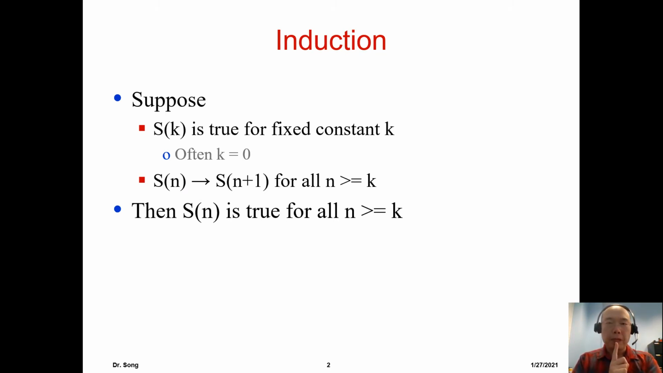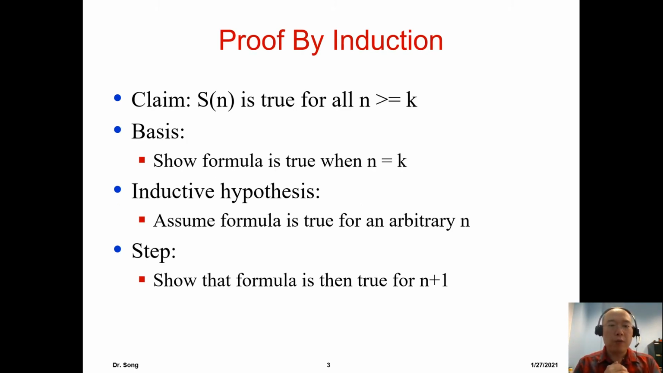What does this mean? This means we start from 0, S0 is true. And because S0 is true, we can say S1 is true. And because S1 is true, we can say S2 is true. And then we can go on and on forever. So this means for all the positive values, Sk is true as long as k is a positive value. So we are proving Sk is true. This is the idea of induction. This is a formal process of how we do induction.